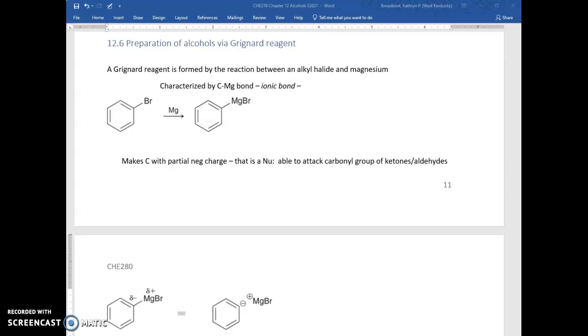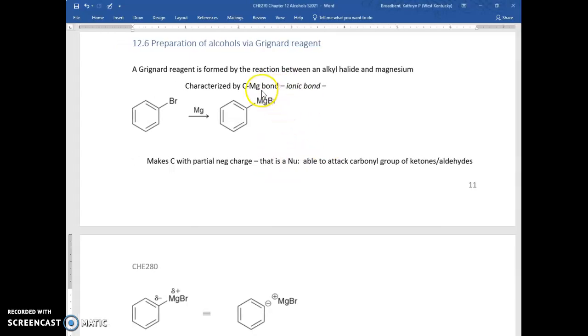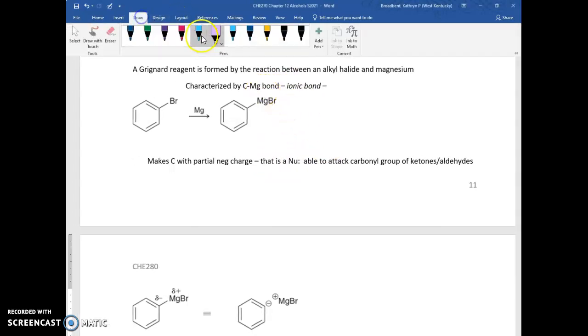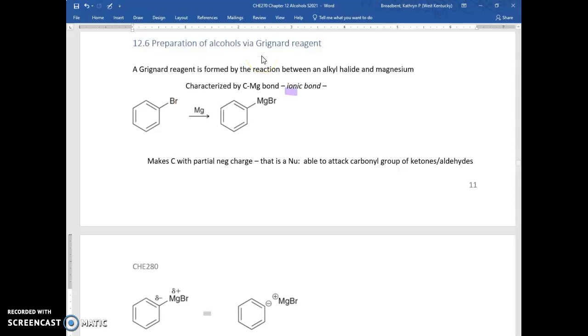So one of the more interesting ways to make an alcohol is with the Grignard reagent. The Grignard reagent is formed by a reaction between an alkyl halide and magnesium, and it's characterized by a carbon-magnesium bond that is ionic.